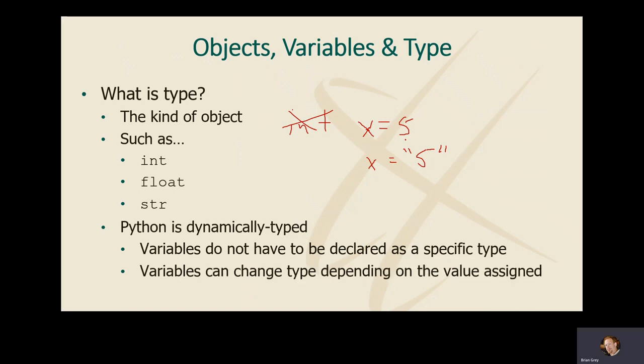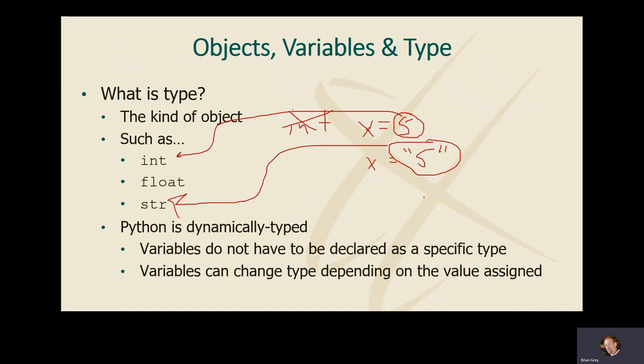So this is nice for us. We can change variable type just depending on the value assigned, right? And 5 has a type. This number 5, right? However you describe it. What type? What is that data? Well, it's an int. Okay. What is this? Well, it's a string.